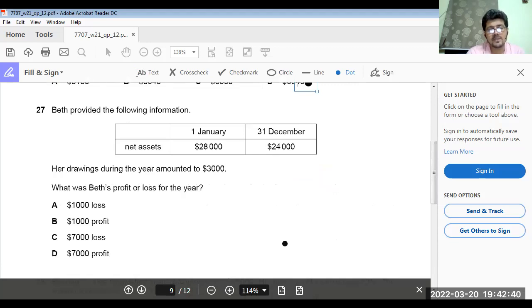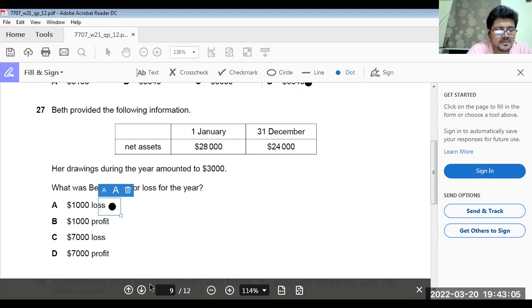Bet provided the following information. Net assets means capital. So at start 28,000, at end 24,000. The drawings are 3,000. So we have to use the formula: capital at end 24,000 plus drawings 3,000 minus net assets 28,000. Oh, 1,000 loss. Option A is going to be the answer.